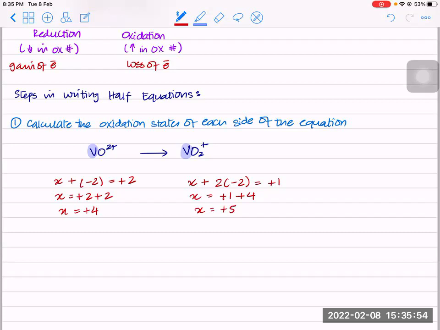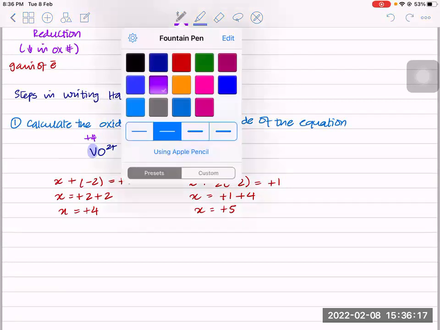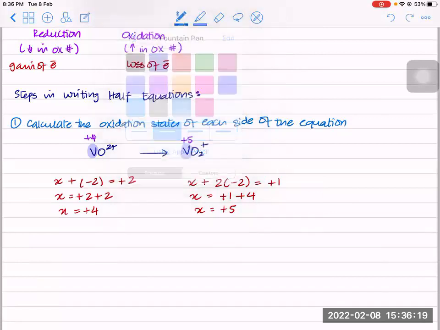So the first thing you do is you calculate the oxidation states on both sides and figure out whether it is oxidation or reduction. You can see the oxidation number is increasing. Therefore, this would be what? Oxidation. Yes, as you can see, it goes from +4 to +5. So it must be oxidation, which is the loss of electrons. Once this is done, you move on to step 2.